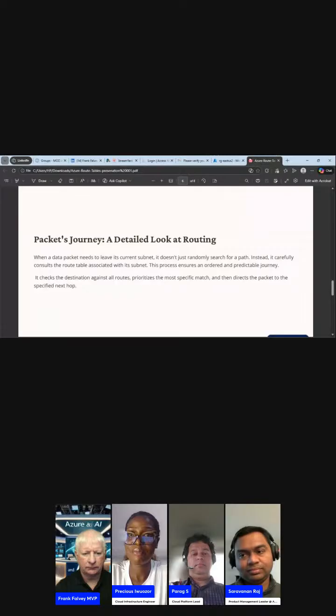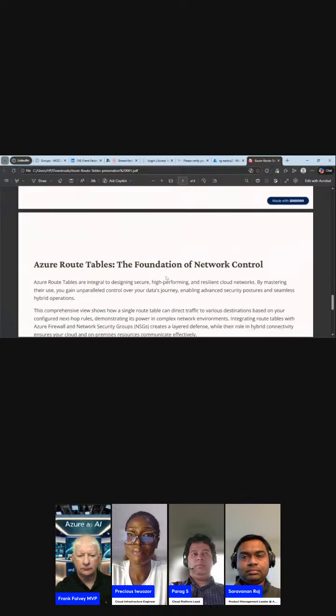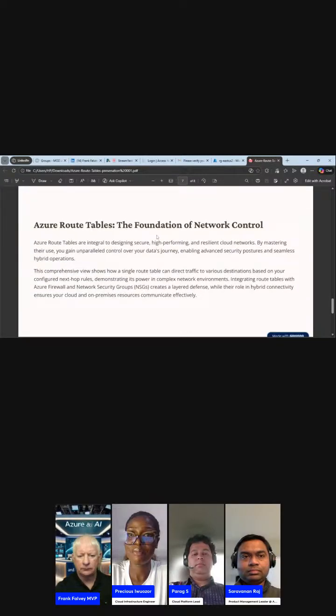Now, when the packet travels, this is what happens. When a data packet needs to leave its current subnet, it doesn't just randomly search for a path. Instead, it carefully consults the route table associated with its subnet. This process ensures an ordered and predictable journey. It checks the destination against all routes, prioritizes the most specific match, and then directs the packets to the specific next hop. Now, the foundations of network control, Azure route table being the foundation of network control.